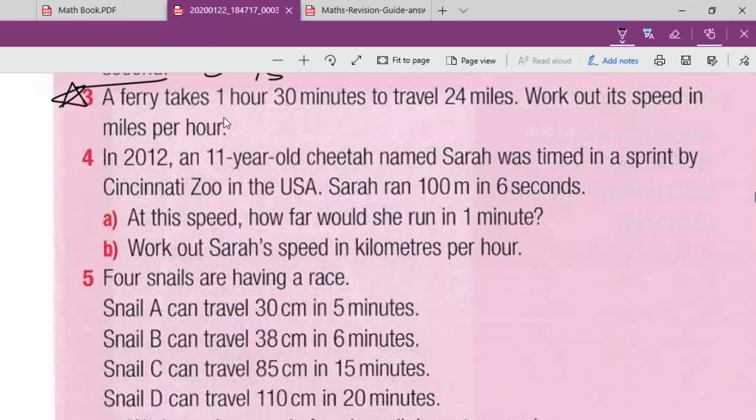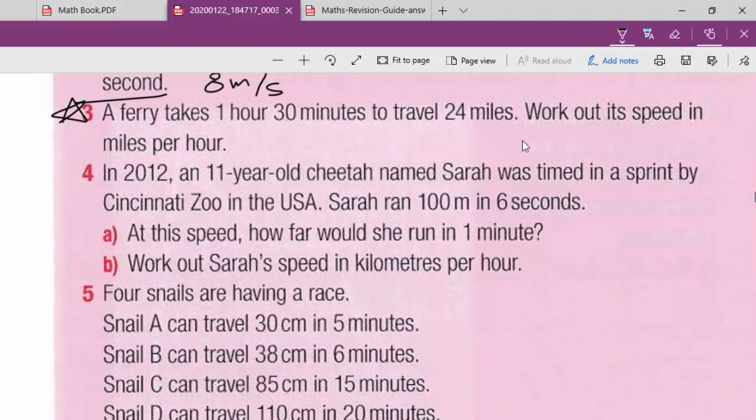A ferry takes 1 hour and 30 minutes to travel 24 miles. Work out its speed in miles per hour. Okay, it's clear that to find speed we divide the distance, which is 24 miles, by the time. But here, this time is not only in hours as the question wants. It's in hours and minutes.